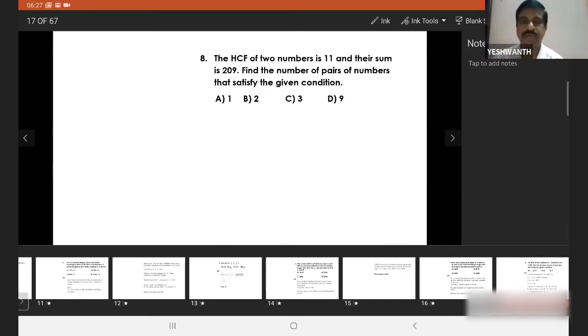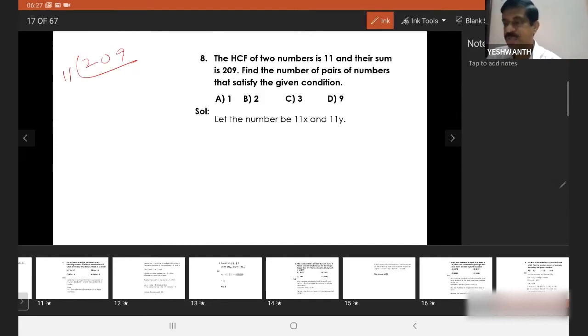See, HCF of two numbers is 11 means the common factor should be only 11, so they are multiples of 11. Each of those two numbers is a multiple of 11. That is very, very important. And the sum is 209. If you take 11 common from 209, you get 11 nines 99. So you need to take the pairs that satisfy these conditions.